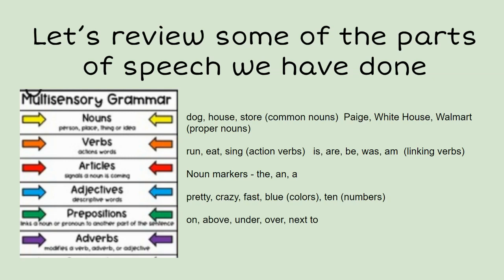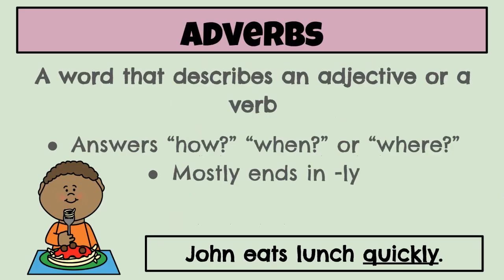We are going to talk about modifying verbs this week. So what is an adverb? It's a word that describes an adjective or a verb. We're going to be talking about verbs. It answers questions such as how, when, or where, and most of the time it ends in ly. John eats lunch quickly. How is John eating his lunch? The verb is eat. How is he doing it? Quickly. Notice it has an ly on the end of the word quick.